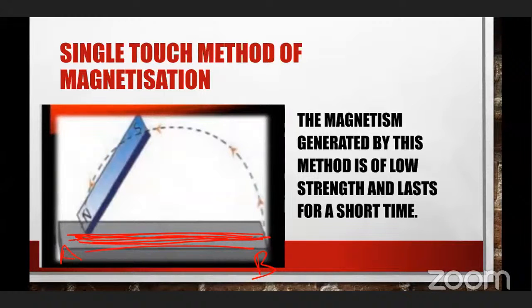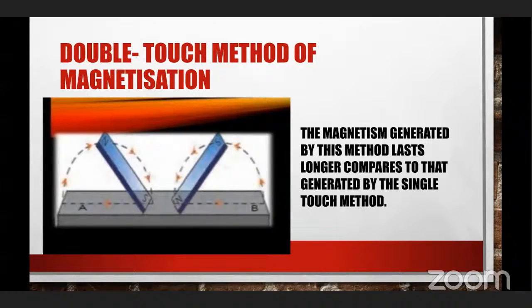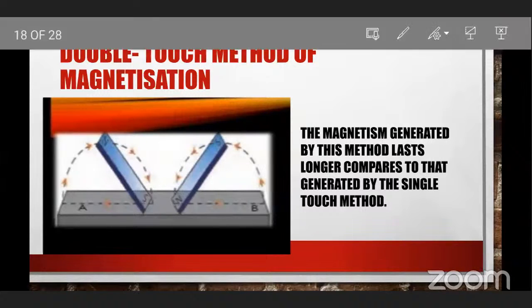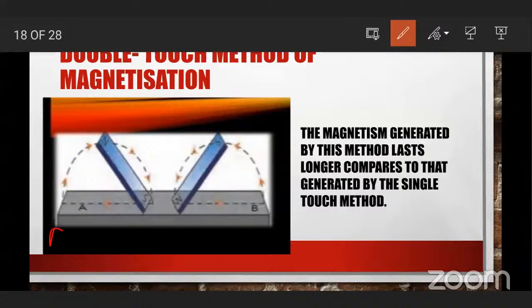Now, the second method of magnetization, that is the double touch method of magnetization. In this method, we have to use two bar magnets. See, here is again one steel bar, that is A and B. This is steel bar AB. But here we have to take two bar magnets and place two opposite poles of the two bar magnets at the center of the steel bar. Here is the center of the steel bar. These are two bar magnets.